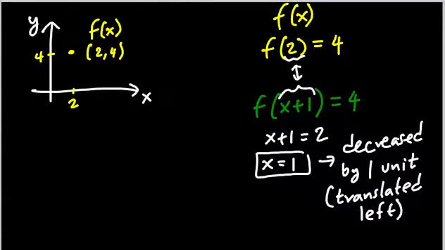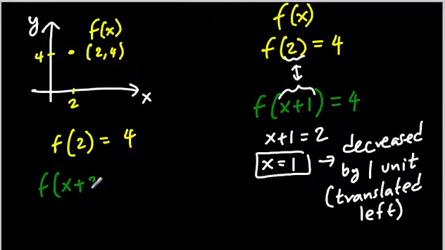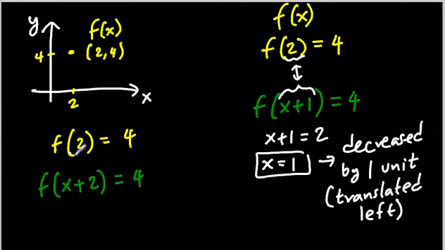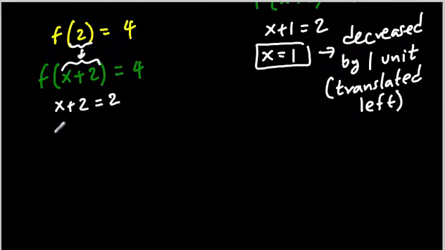Let's try another example. So here's the original point: f of 2 equals 4. And now I translate it to this function, f of x plus 2 is equal to 4. Remember, the outputs stay the same. If you observe here, this 2 needs to equal x plus 2. So x plus 2 will equal 2, and therefore, x equals 0.